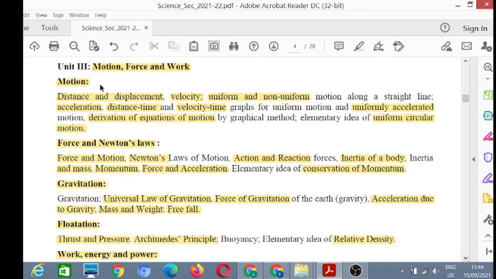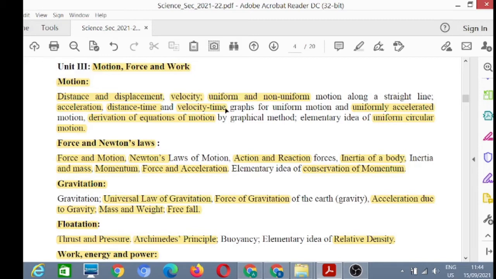Now the next unit is from physics: motion, force and work. Here we will discuss first distance and displacement. Before studying this unit, I advise you to go through scalar and vector quantities. Scalars have only magnitude, vectors have magnitude and direction. Now what is the difference between distance and displacement? Distance is a scalar quantity, displacement is a vector quantity. Similarly, speed is a scalar quantity, velocity is a vector quantity.